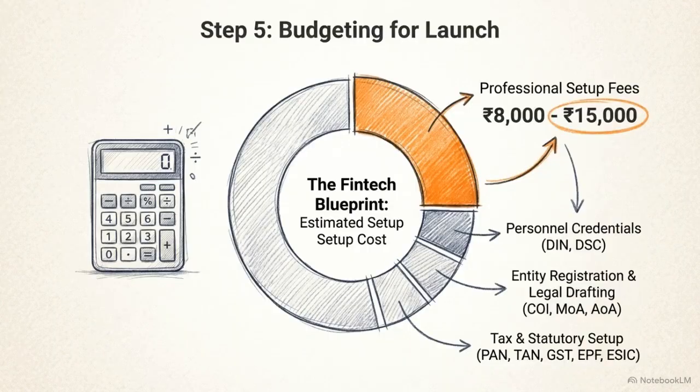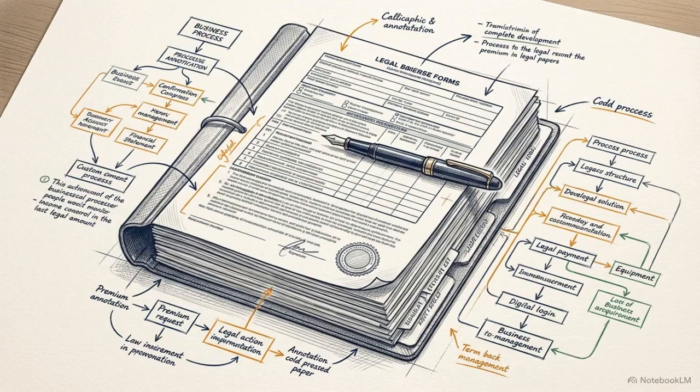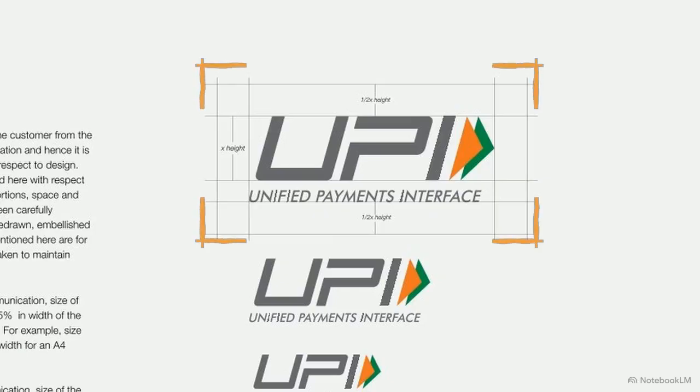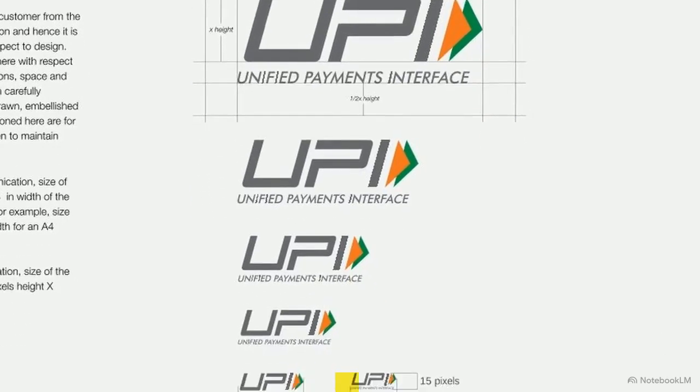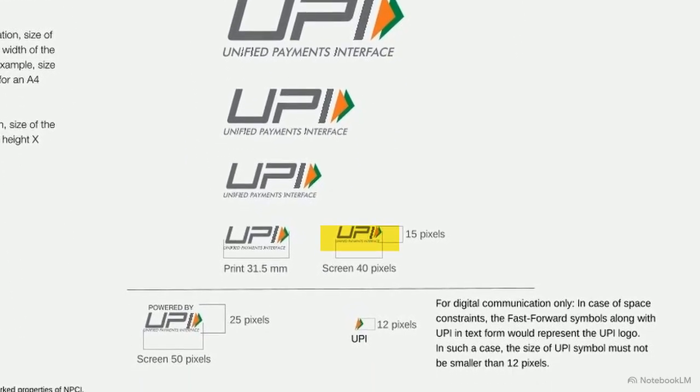Step 5 involves budgeting for the launch. Standard professional fees for this setup range from 8,000 to 15,000 rupees. A significant portion of this covers the specialized legal drafting required for your constitutional documents. This technical grid breaks down the digital constraints your development budget must accommodate, mandating at least 40 pixels in width for standard screens to ensure full accessibility and compliance.